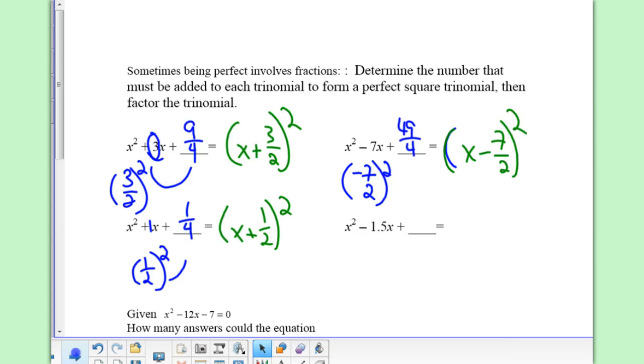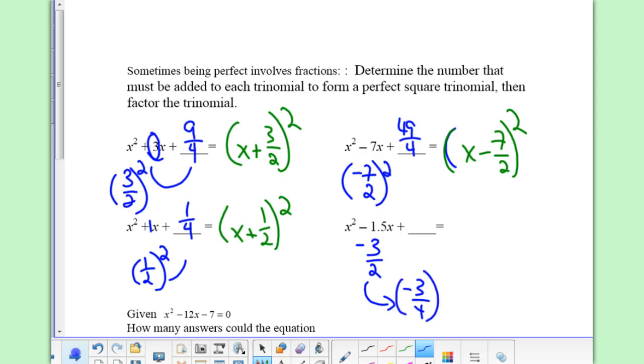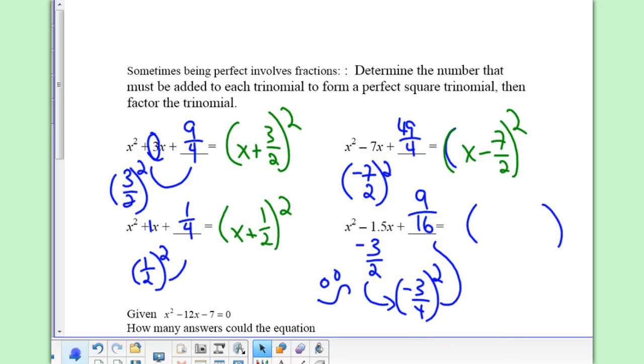And lastly, oh my, decimal, you should probably change that to 3/2. So that's minus 3/2. If you divide that by 2, you get minus 3 over 4, and when you square that, you're going to get 9 over 16. Ask me about this one if this one bothers you. When you factor that, you end up with x minus 3 over 4 squared.